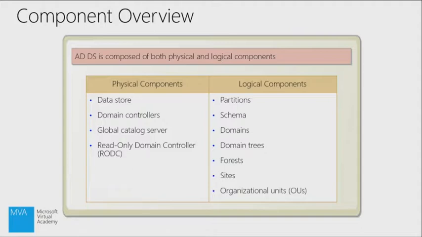Logical components are the more complicated piece of Active Directory domain services. Partitions, schema, domains, trees, forests, sites, and OUs are all logical pieces of Active Directory domain services. We're going to start at the top. We're going to work our way down through those pieces as we can. They're not necessarily all hierarchical, but some of them are.